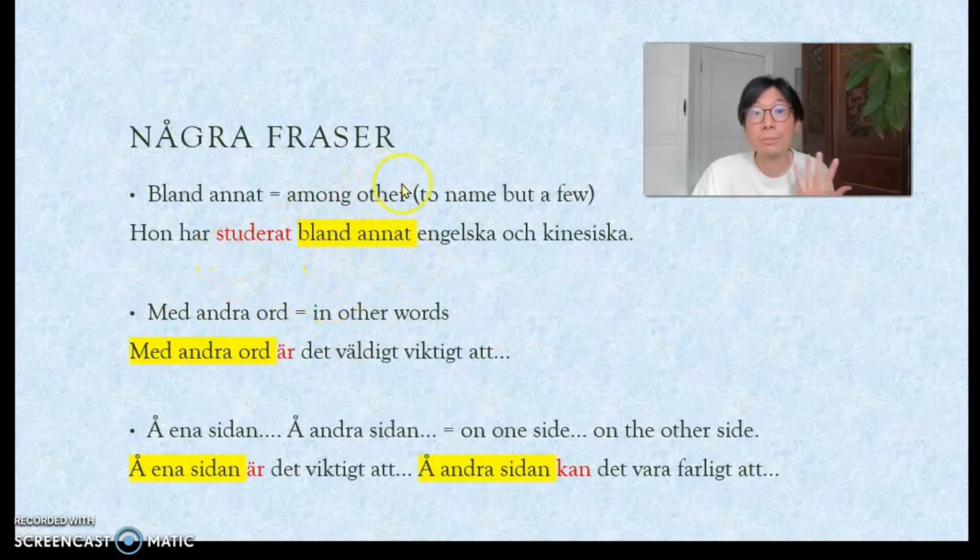Bland annat är en satsadverb. Bland annat is a adverb for the sentence. Satsadverb, we call them in Swedish. Med andra ord, å andra sidan och ena sidan, de är adverbial. They are adverbial med andra ord, å andra sidan och ena sidan.